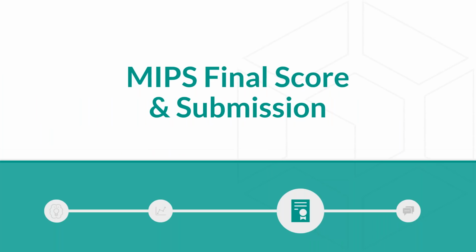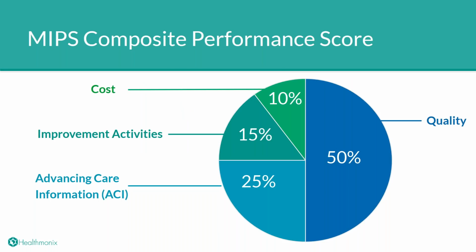Now we're going to go on to the MIPS final score and review the submission. As we already discussed, the scoring is going to be a little different simply based on cost now becoming a piece of the reporting puzzle. So you've got a change in how each performance category, really quality, is going to be scored because it no longer represents 60% of your score. So as we look at the entirety of MIPS scores across the performance categories, once again, 50% for quality, 25% for advancing care information, 15% for improvement activities, and 10% for cost. So this breakdown, again, will impact how scoring is calculated for each of the performance categories.